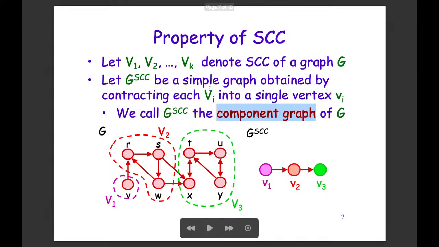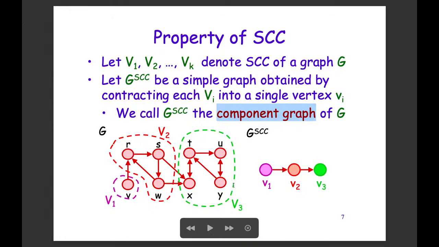Let us use this as an example. Suppose that we have a certain vertex that has the largest finishing time when we perform the DFS on this graph G. Can this be that vertex? Is it possible that this is a vertex that has the largest finishing time? Now we claim that it is not. The reason is that there are two cases.